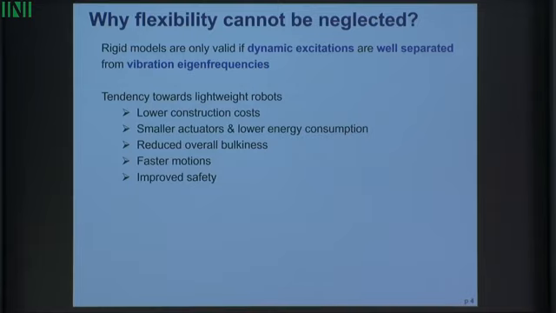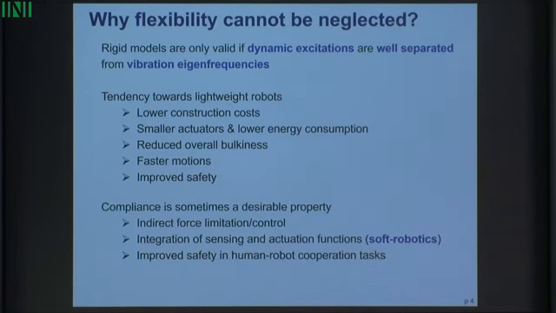Why are we interested in these lightweight robots, which have some vibration problems? There are different drivers for that. First, the cost of these machines can be reduced. Then if the weight is smaller, you can use smaller actuators. You can reduce energy consumption. Also, if you gain weight, you can achieve faster motion. And in case of collision, of course, when the robot is light, you reduce the severity of the collision.